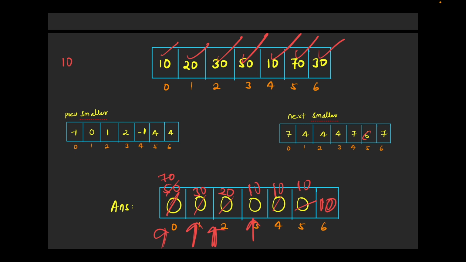Now I haven't discussed anything about the previous smaller and the next smaller, because if I try to explain this, the length of my video goes on increasing. If you want to know how we can get the previous smaller and the next smaller, do let me know in the comment section. I will make a separate detailed video on it. As of now, we will move to the IDE and figure out how we can write the code for this problem.